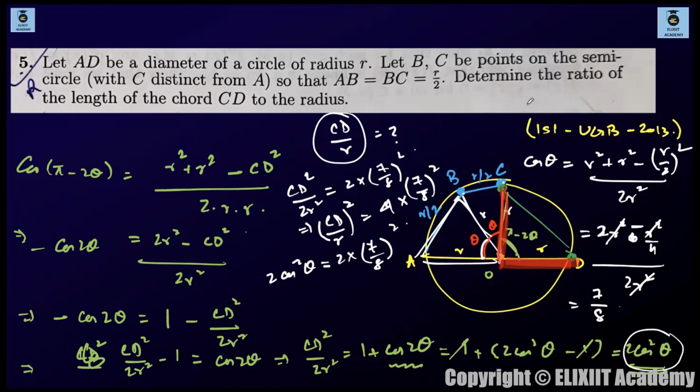So finally, what is the answer? You take the square root directly, so we get CD by R. Take the square root. So the answer is 2 times 7 by 8, so we have 7 by 4. 7 by 4 is the answer. Got the question? A nice question, and a question from ISI entrance. So CD by R is 7:4.